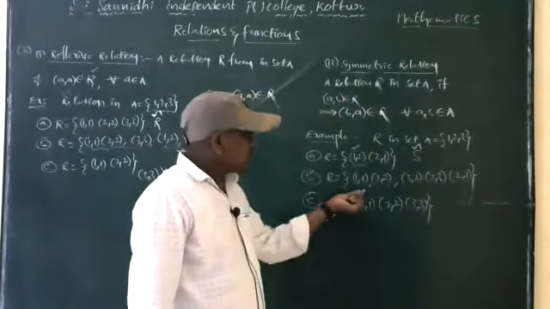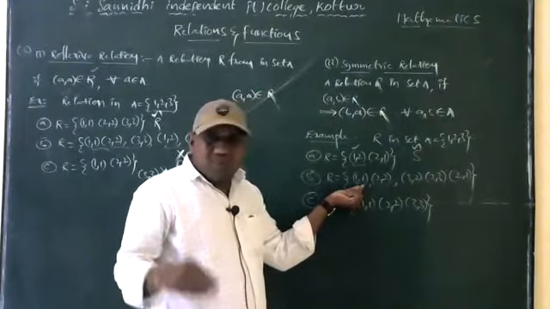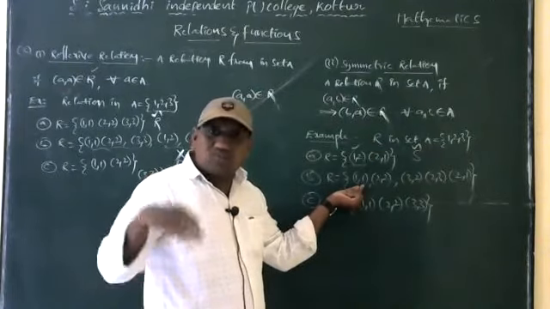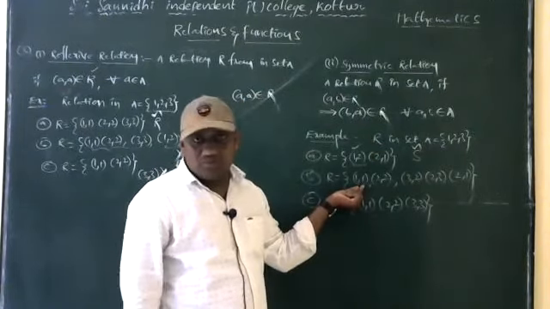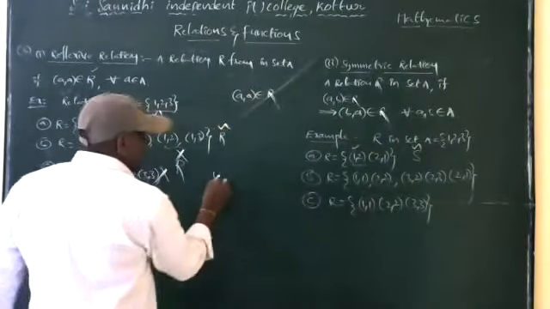Similarly, look at this. Doublets are always reflexive, symmetric and also transitive. 1 1, 2 2, 3 3, all.